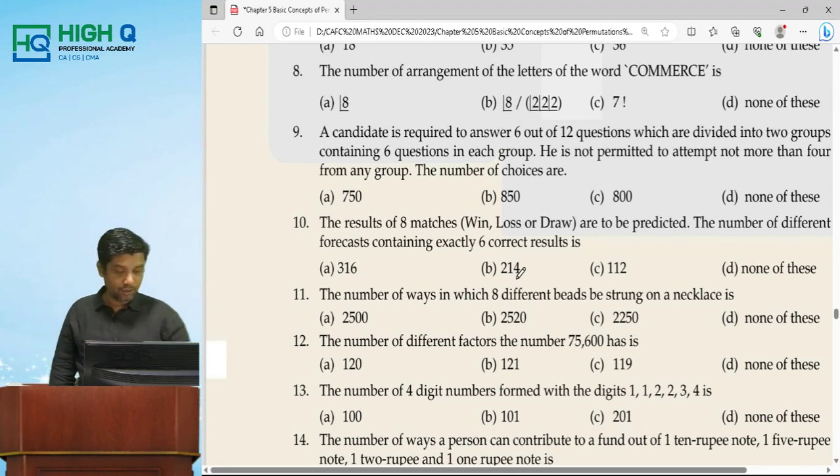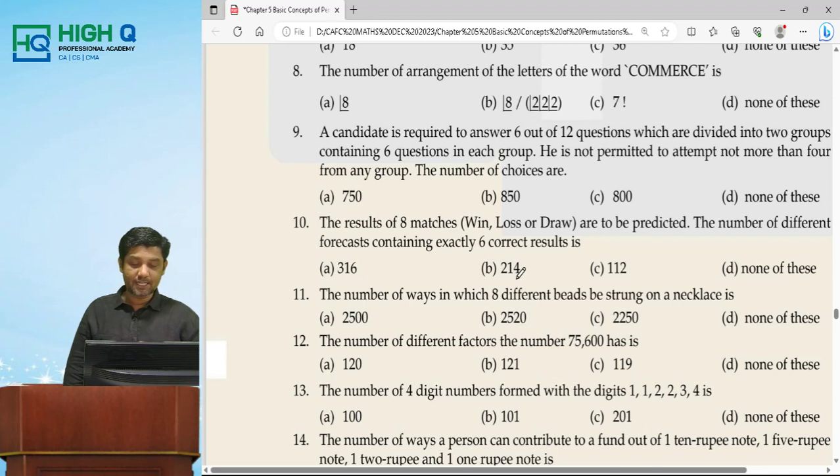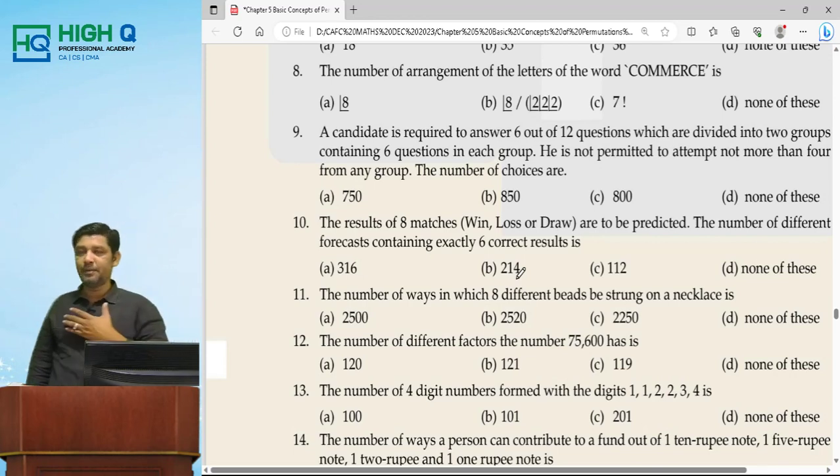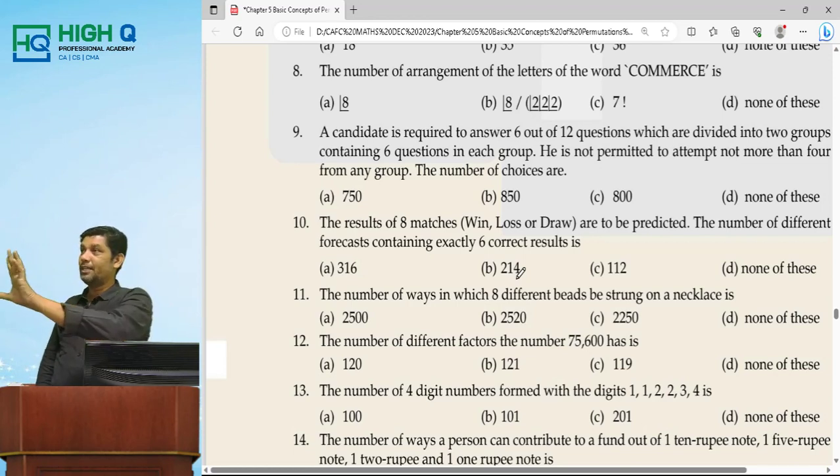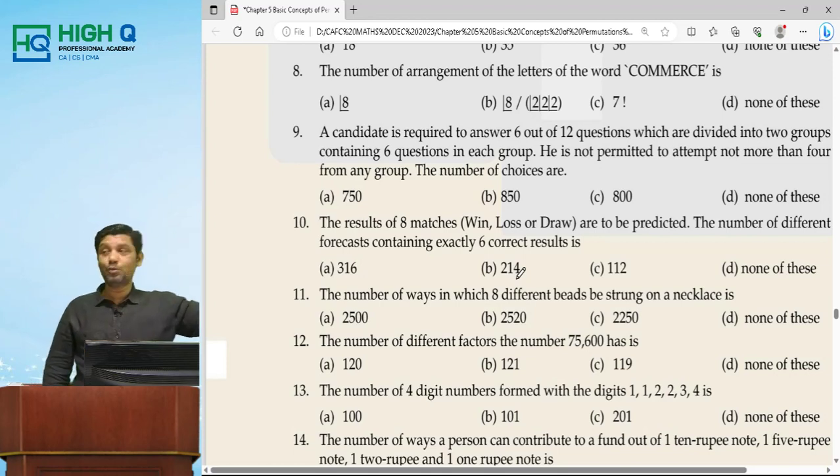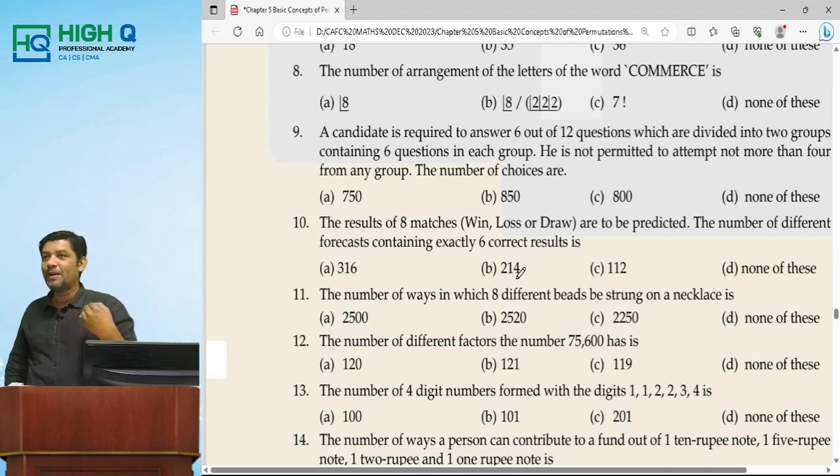Now look at this, my dear. The number of different forecasts containing exactly 6 correct guesses. That means I am guessing for all 8 matches. Today's match, India going to win. Tomorrow's match, India going to lose. Third day match, India going to win. Fourth day match, India and West Indies going to draw. This way I am predicting. And out of my 8 predictions, how many went right? 6 went right, 2 wrong.